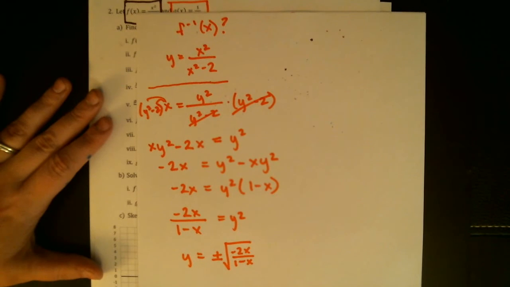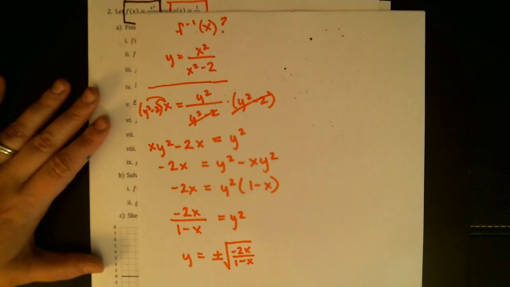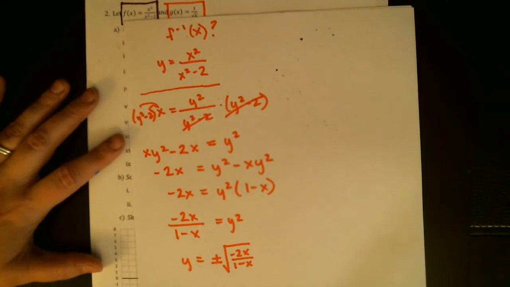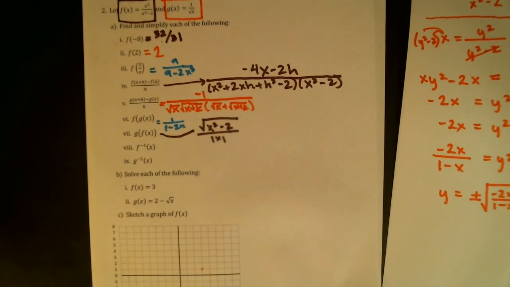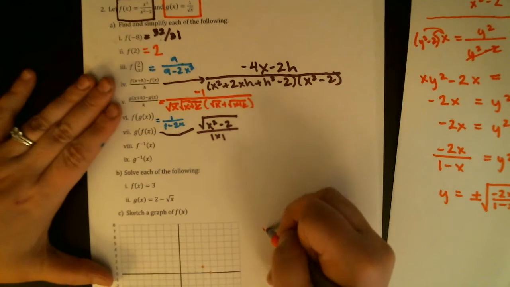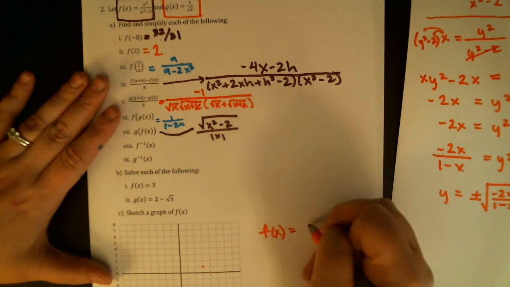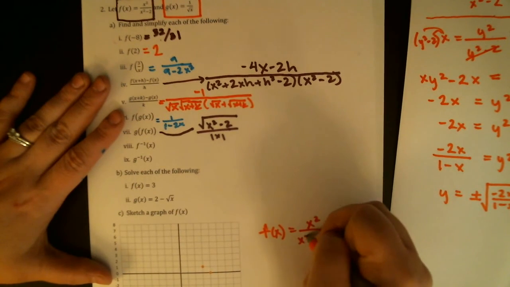Okay, so this is where we got with a formula. You shouldn't end up with both the plus and minus because that's not a function. So we're going to head over here and say, okay, if we want to sketch a graph of f, that should give us a pretty good idea of what we want for a plus or minus, or if it's even possible to choose. So graphing function f, x squared over x squared minus 2.